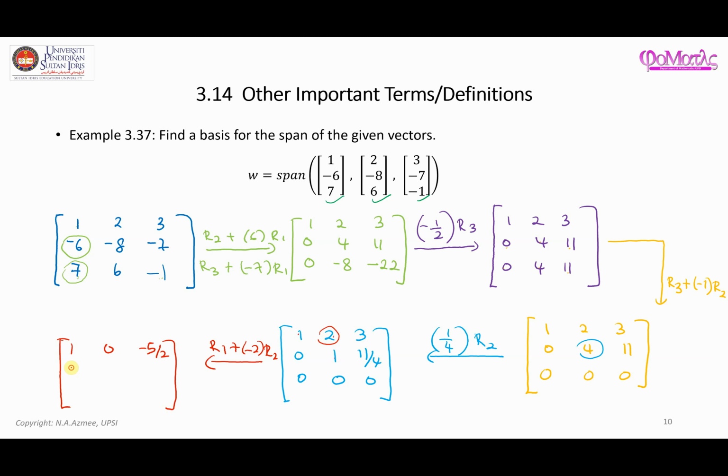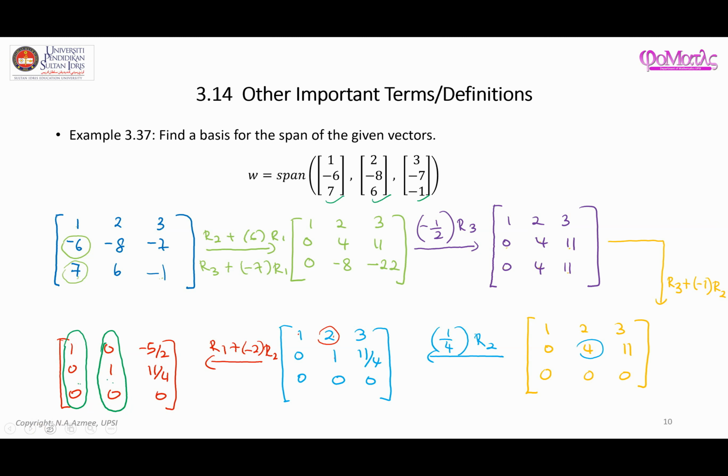And then we have 0, 1, 11 over 4, 0, 0, 0. So this is RREF, okay? Based on this RREF, I can identify the column that has leading 1. So here is the column that has leading 1. This is also the column that has leading 1. Therefore, we are just going to consider the original matrix with these two columns.